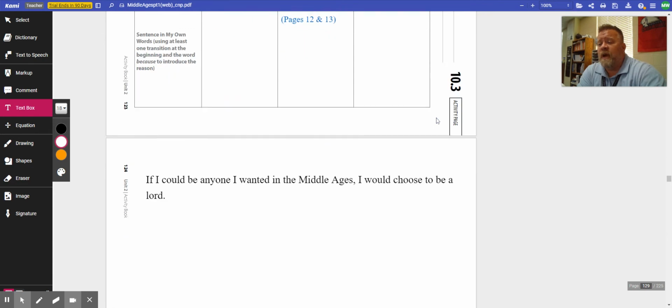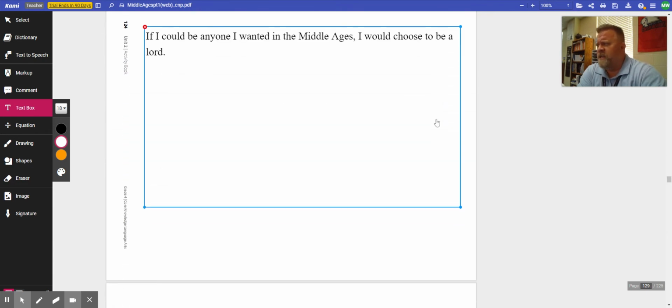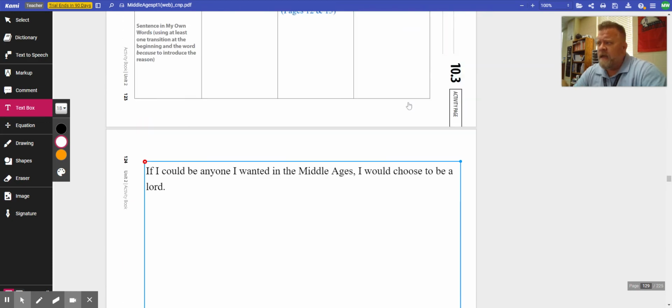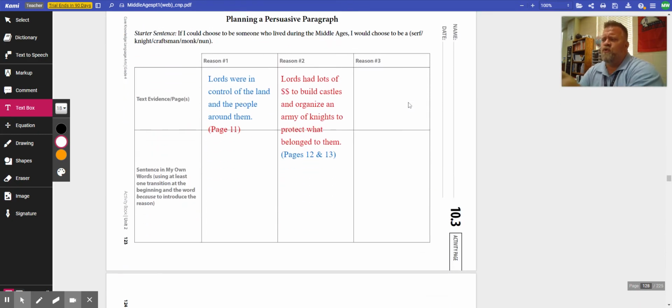Okay. Let me show you how I started mine. I don't know, can you guys see that? Yeah. If I could be anyone I wanted in the Middle Ages, I would choose to be a lord. That's my opinion. Now, with this opinion, I have to be able to support it. And these are my two reasons here. These are my text reasons. I can go back in my reader.